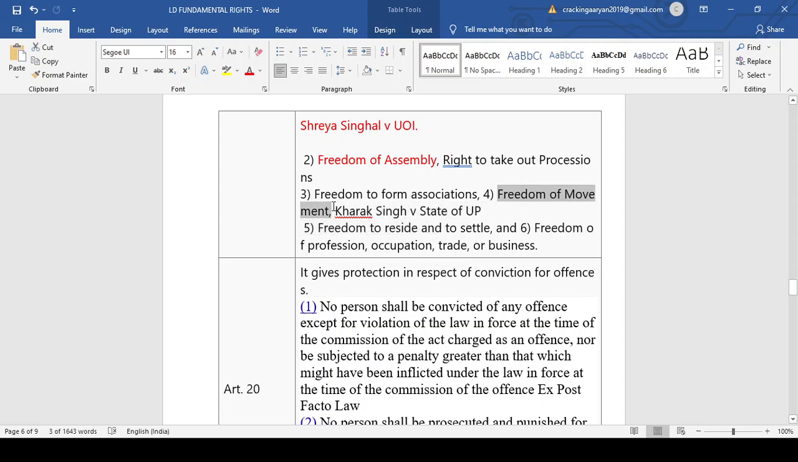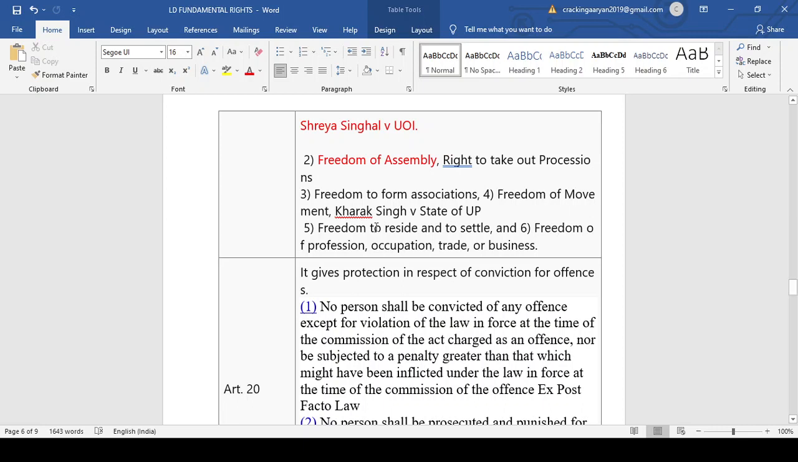Then you have the freedom of movement. The very famous, you can move in any part of India wherever you like, but there are certain restrictions in states like Nagaland, in which if you stay for more than 24 hours, that we will see. Freedom of movement and freedom to reside and settle are more or less closely related. So right to movement is that you can move to any part of the country wherever you want, but in some states like Nagaland, if you want to reside in the state, then you have to take the permission of the government.